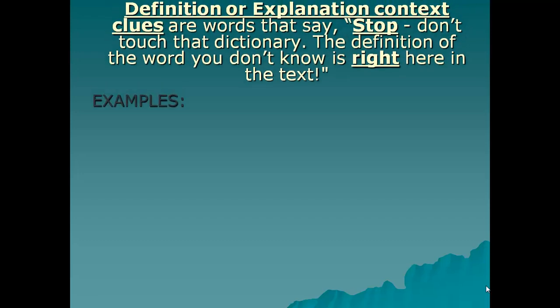The first type, explanation context clues, or definition context clues. This is where words say, stop, don't touch the dictionary, the definition of the word you don't understand is right here in the text.